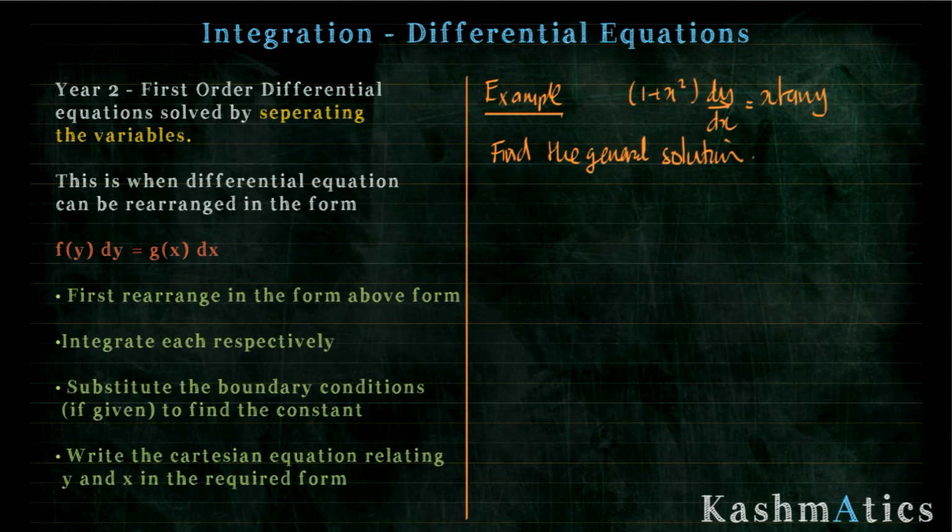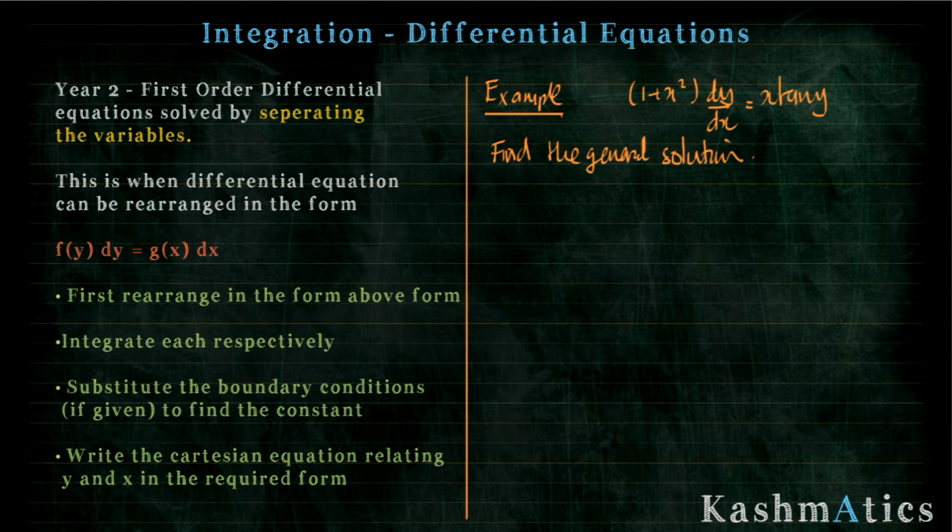In year 2, the type of differential equations we look at are ones that can be solved by separating the variables. Now this is a method which can only be applied when the differential equation can be rearranged in the form f of y dy equals g of x dx. Okay, so everything with y on one side, everything with x on the other side. And the dy and the dx must be in the numerators. So I can't have f of y over dy or g of x over dx.